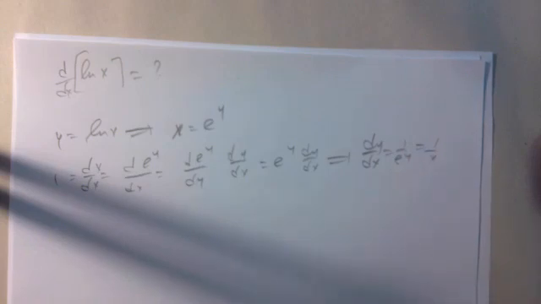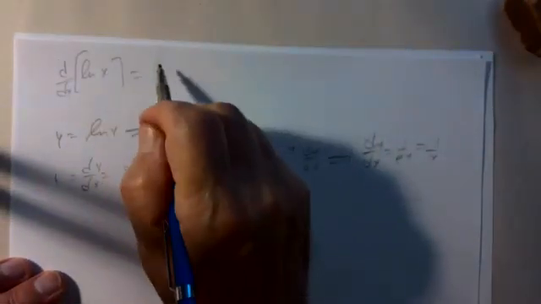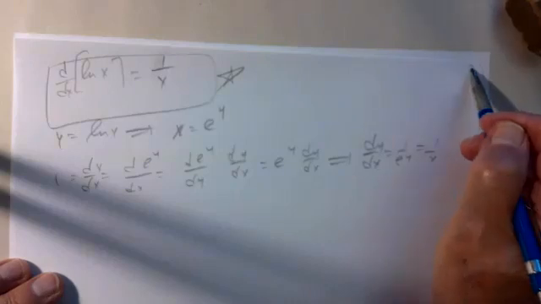So this is a very slick proof of the following fundamental differentiation formula. The derivative of log x is 1 over x. And I'll give that one a star because it really is important.